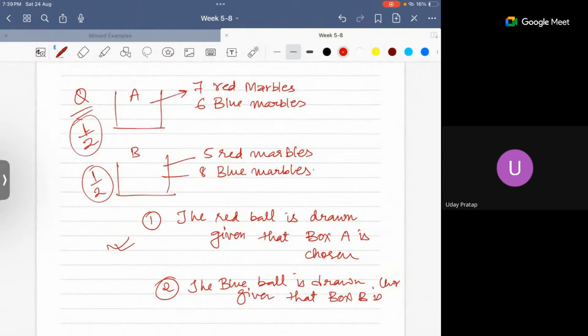So the question was a box has been chosen at random, and then some marble has been drawn out. What is the probability that the red marble is drawn, given that box A is chosen? What will be the probability for the first case? How will you approach this problem? What do you have to calculate? Probability of red marble given what? The box is A. Correct? How will you solve this?